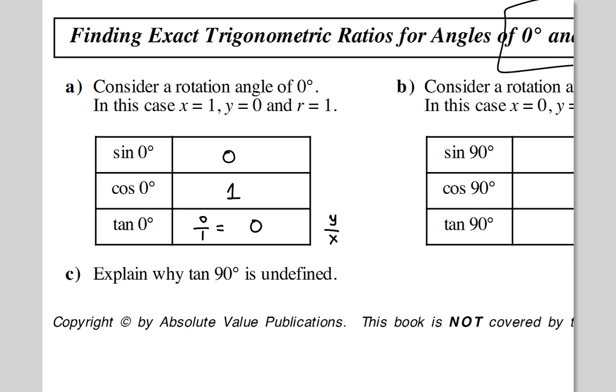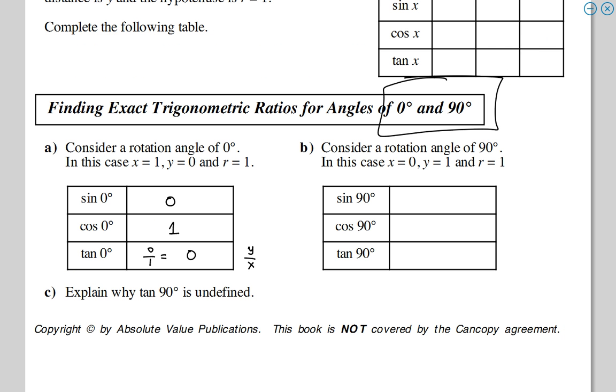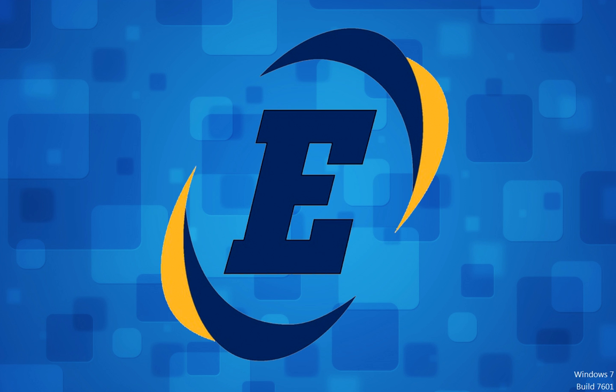Now let's go to the 90 case. What's the coordinate at the 90? 0, 1. So why isn't my, just give me a second to reload this. It's not showing up.